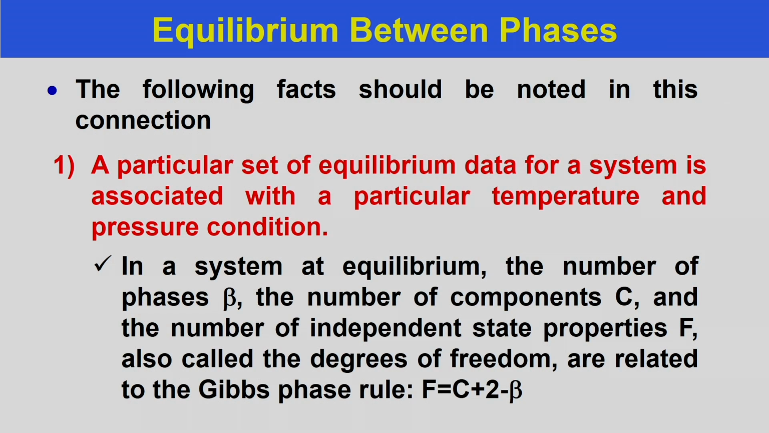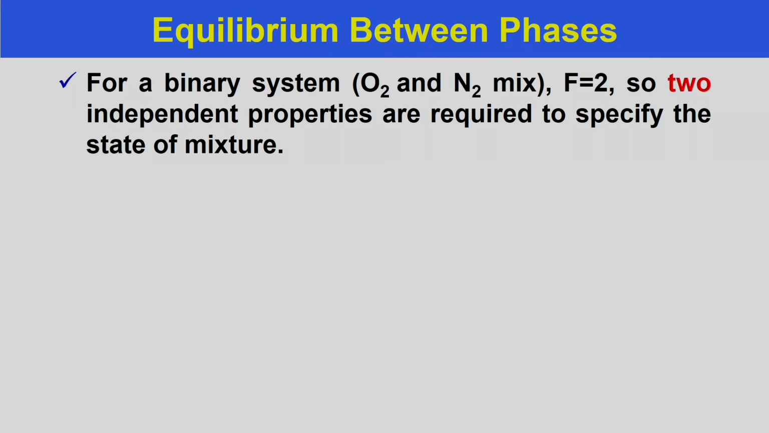In a system at equilibrium, the number of phases, that is beta, the number of components involved, that is C, and the number of independent state properties, that is F, also called the degrees of freedom, are related by the Gibbs phase rule that we know: F is equal to C plus 2 minus beta. So, the degrees of freedom would be equal to the number of components plus 2 minus the number of phases involved. Let us take the example of a binary system, that is, an oxygen and nitrogen mixture.